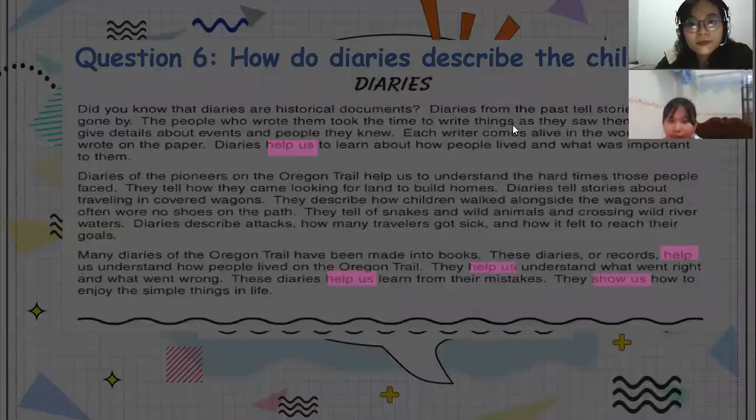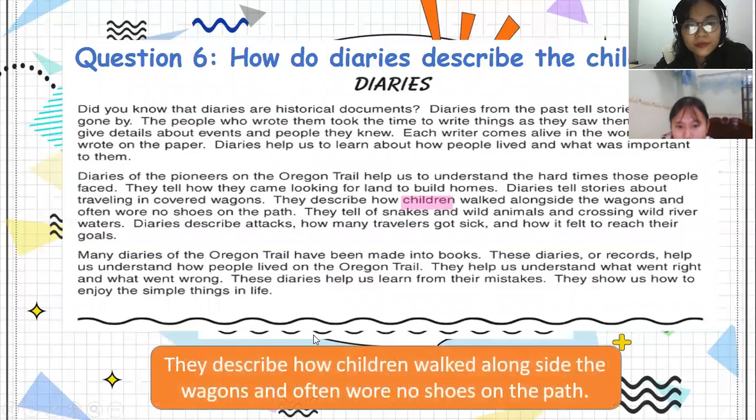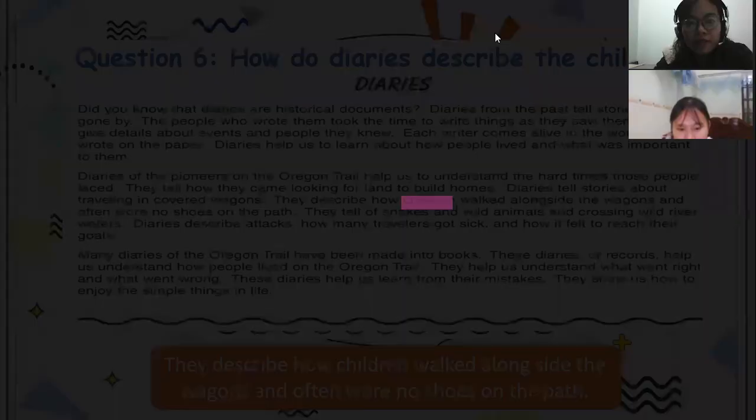Okay, so next one. How do the diaries describe children? Can you see the word children in the passage? Yes, it's the second one, right? Children here. Describe how children walked along the wagons and often wore no shoes on the path, right? In Vietnamese, we have one word to describe this, chân đất, đúng không? Yes, along the wagons. All right, let's see. We have the answer here. So this one is the correct answer.